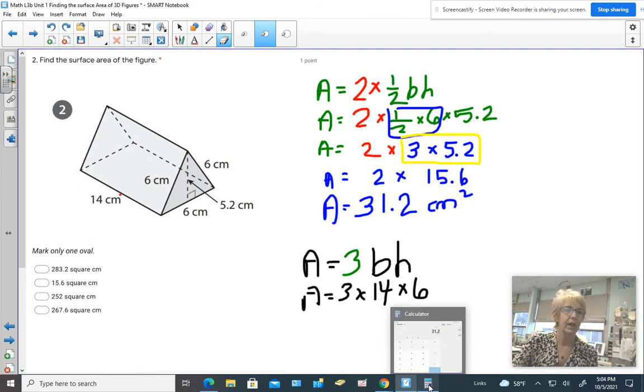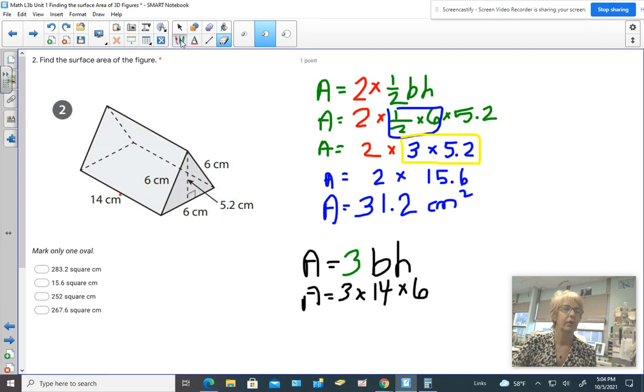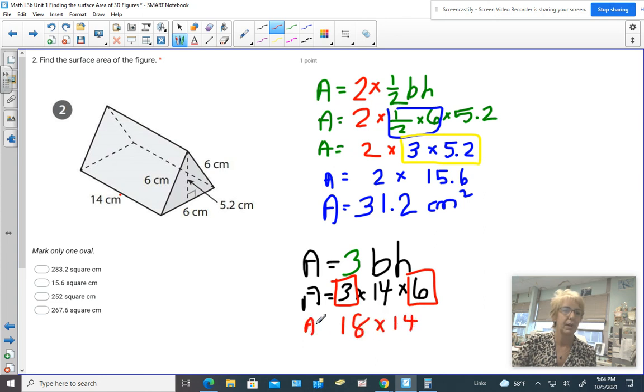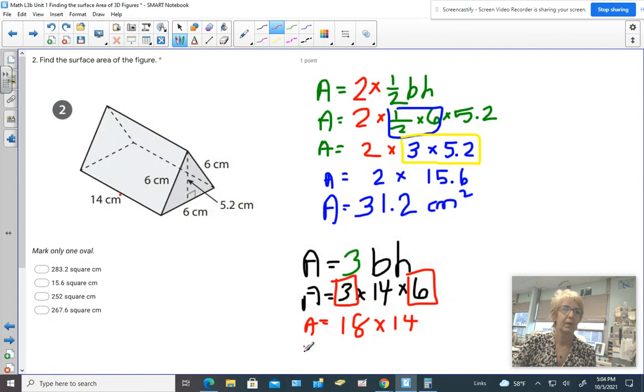Let's take out our trusty calculator, and we can do 3 times 6 in our head. 3 times 6 is 18, so how about we multiply 18 times 14 just to speed things up. 18 times 14, and we get this number, 252. So that all equals that number. If you wanted to show that you did the mental math, and then multiplied that by 14, that's always something that a math teacher would like, so that they can understand your thinking. And that number that we got again was 252, and that would be square centimeters.